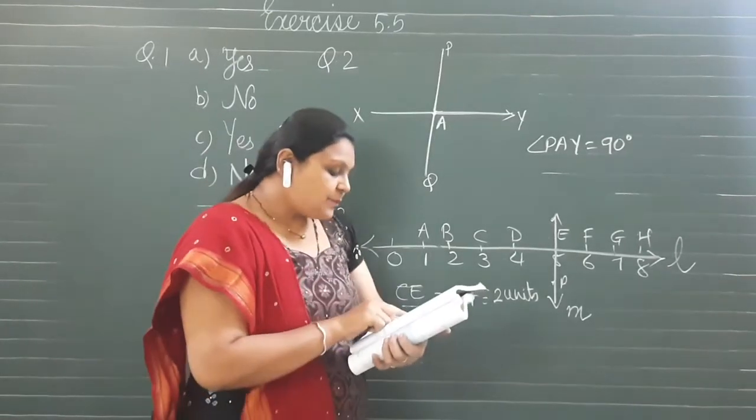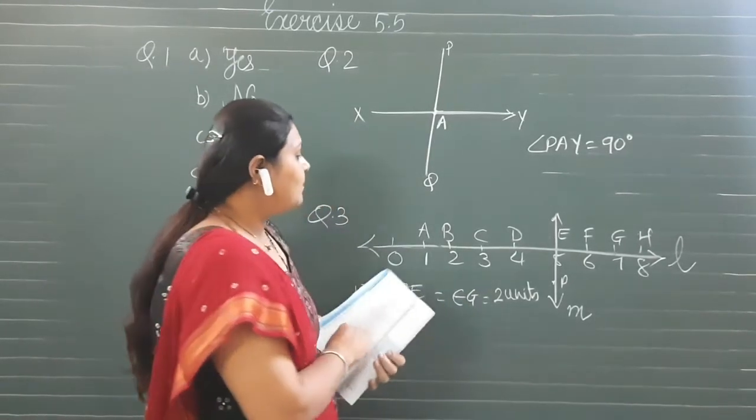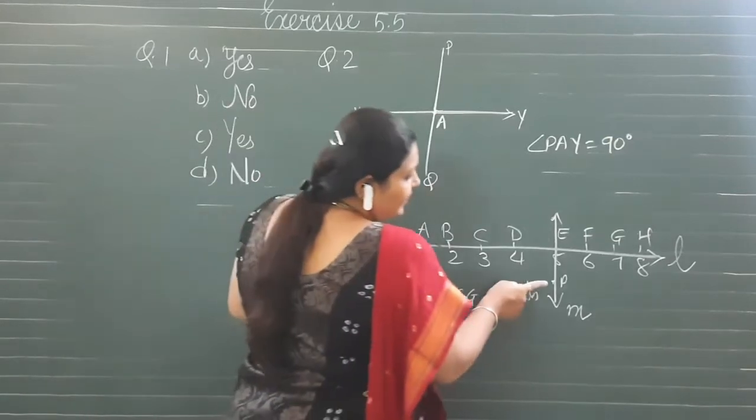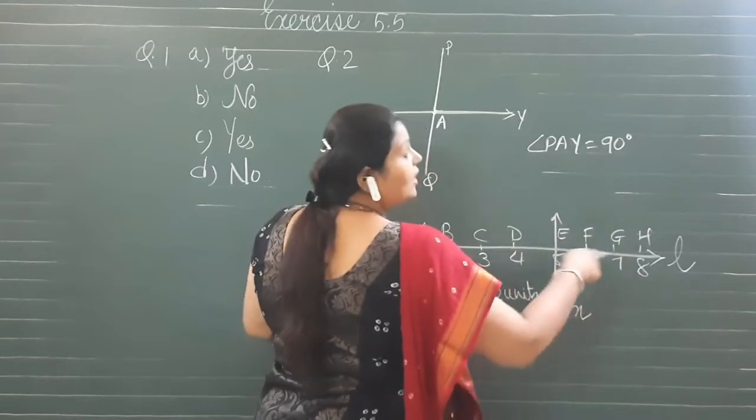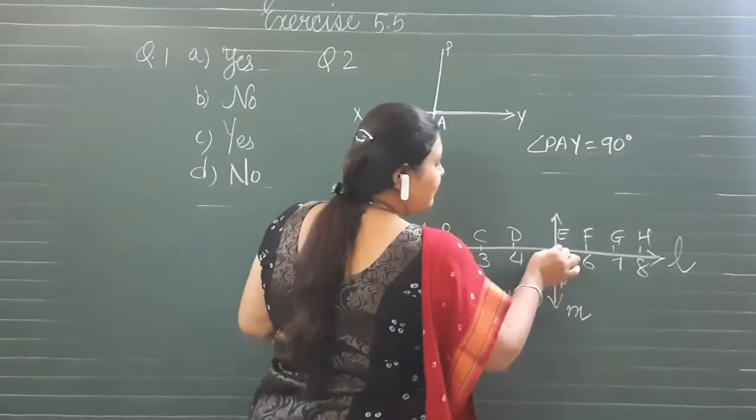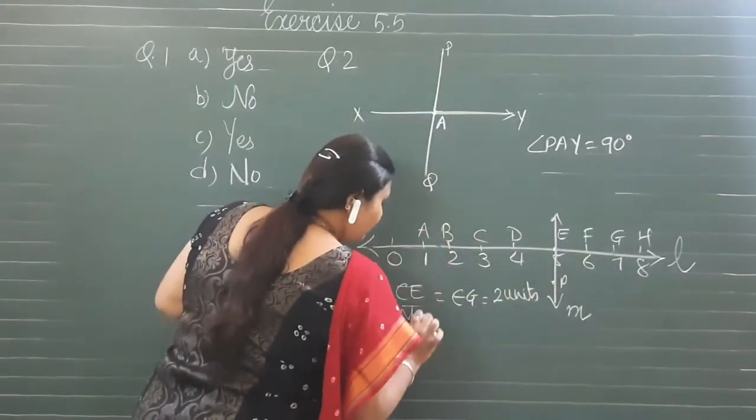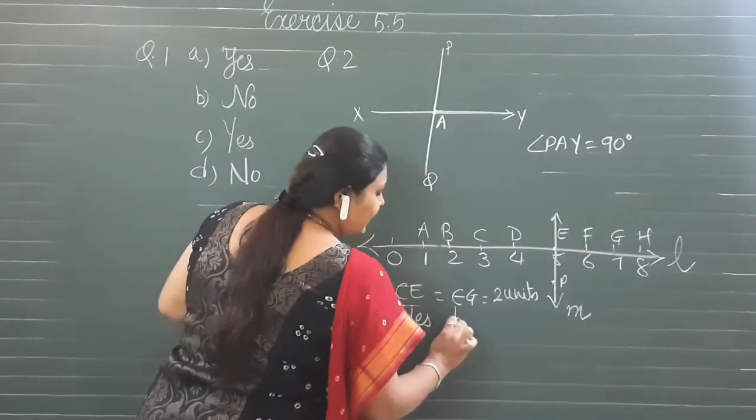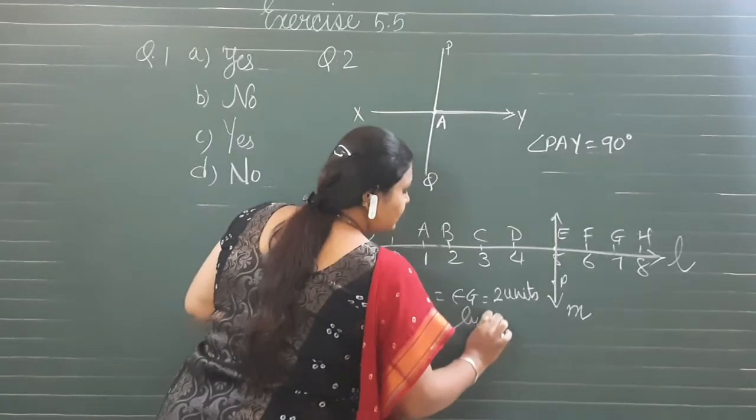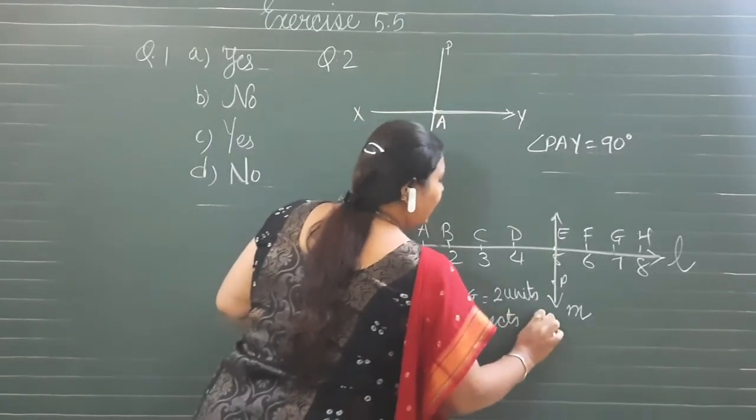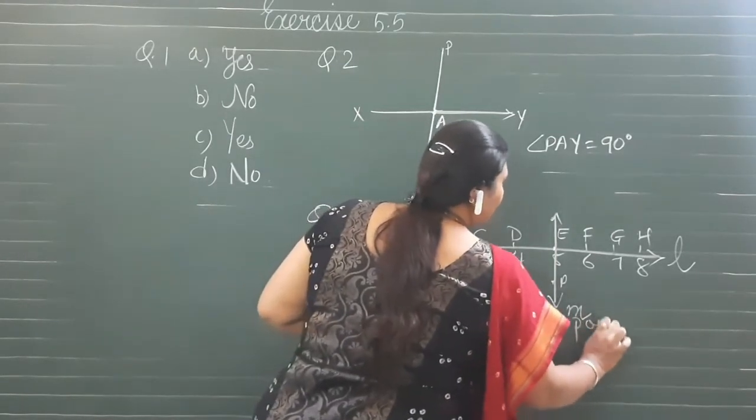Second, does PE bisect CG? Now PE means this line. PE bisects CG. Yes, this bisects at point E. So here we can say yes, bisects at point E.